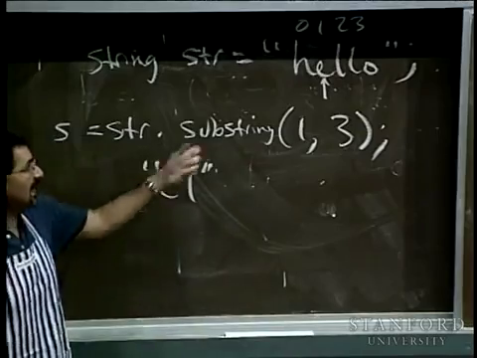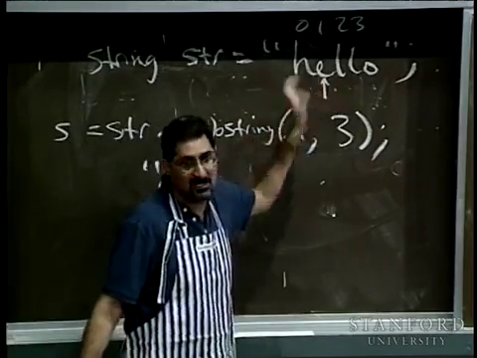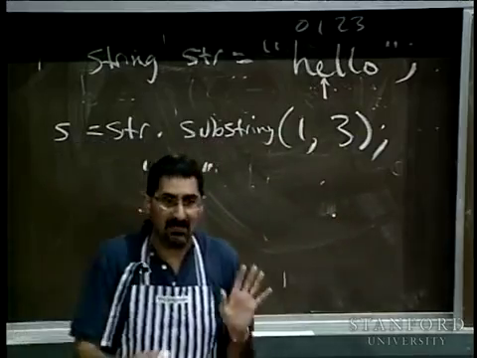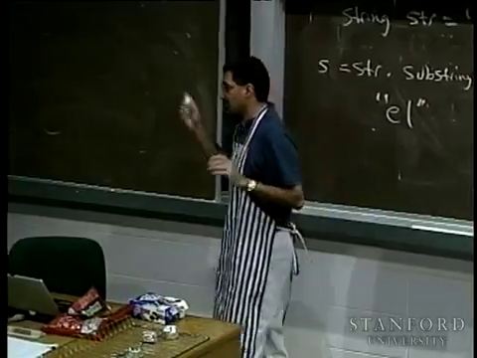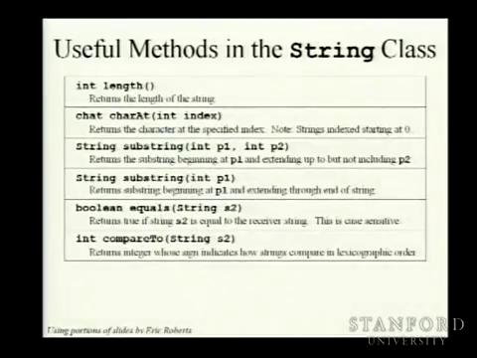There's a version of it that only has one parameter, and if you specify just one parameter, it says start at a particular location, give me everything to the end, because sometimes you want to do that. You just want to say give me everything from this position on to the end of the string. Okay? A couple other things. Equals you just saw. This lets you know if two strings are equal to each other.